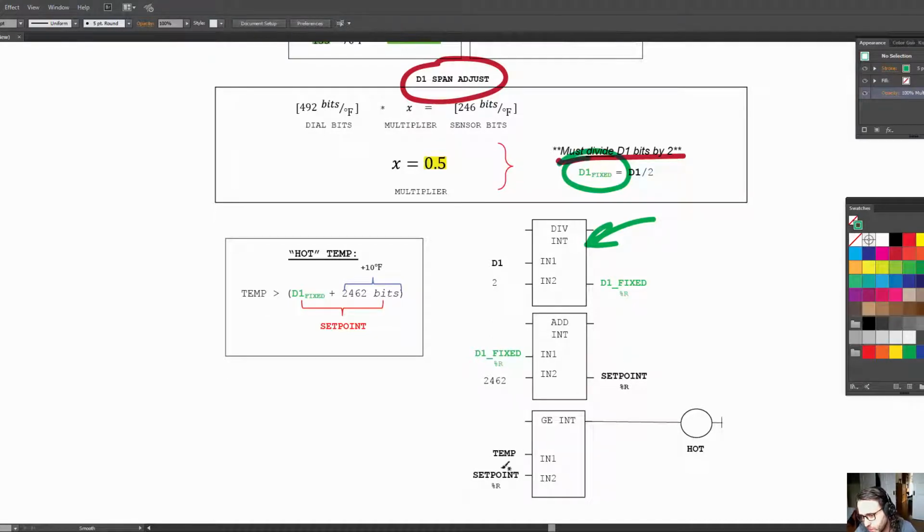And then the essential step, you're asking, is the temperature greater than or equal to that set point?